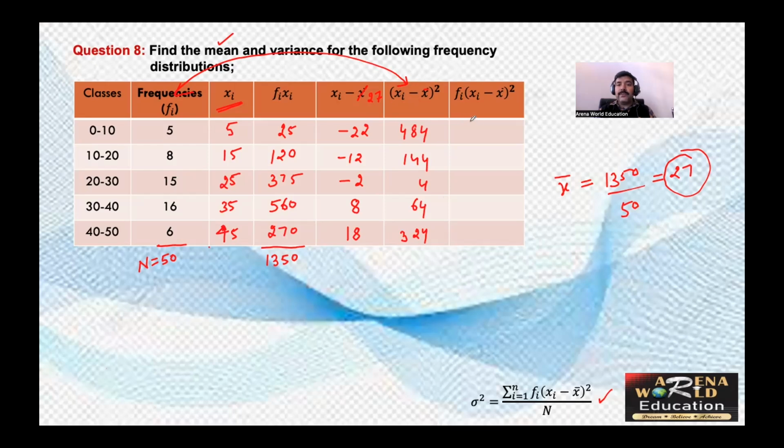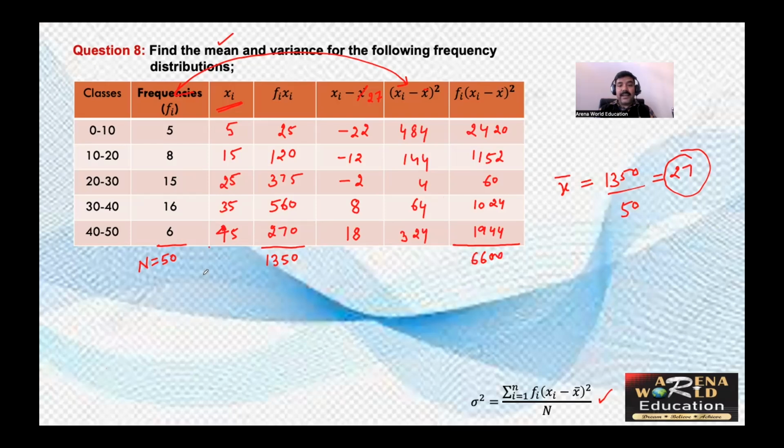5 into 484, this will be 2420. 8 into 144, this will be 1152. 15 into 4, it is 60. 16 into 64, this will be 1024. And finally, 6 into 324, this will be 1944. Now we need the sum of all these values, and that is equal to 6600.